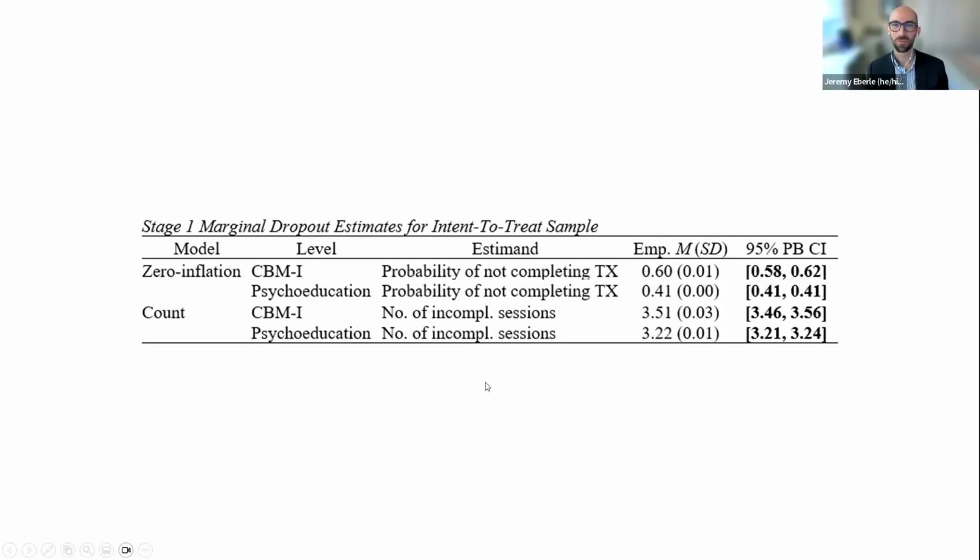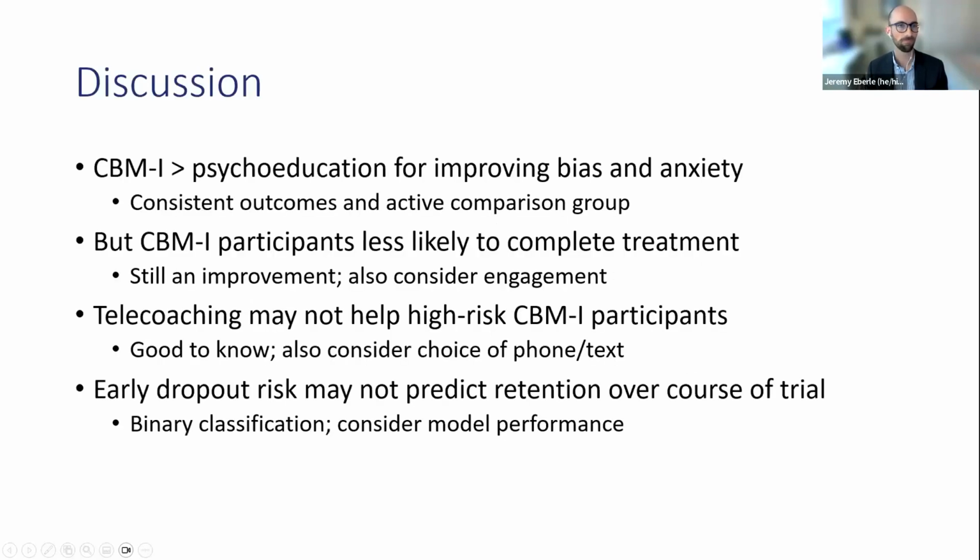Yeah. Thank you. In terms of dropout, I mentioned that unexpectedly the CBMI group dropped out significantly more than the psychoeducation group. Probability of not completing treatment for CBMI was about 60%. Psychoeducation was 40%. And in terms of number of incomplete sessions, out of 5 potential sessions, the CBMI group had 3.5 versus psychoeducation 3.2.